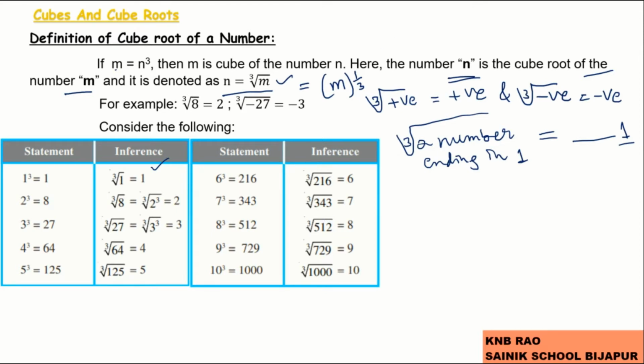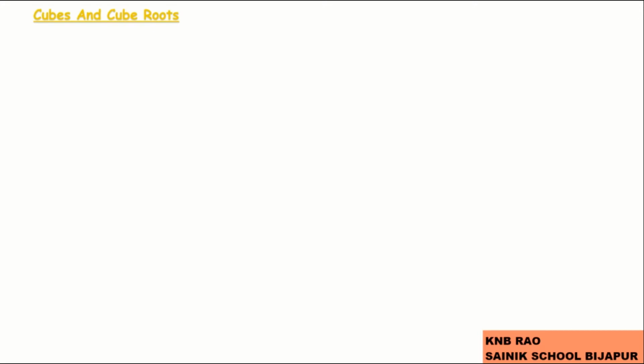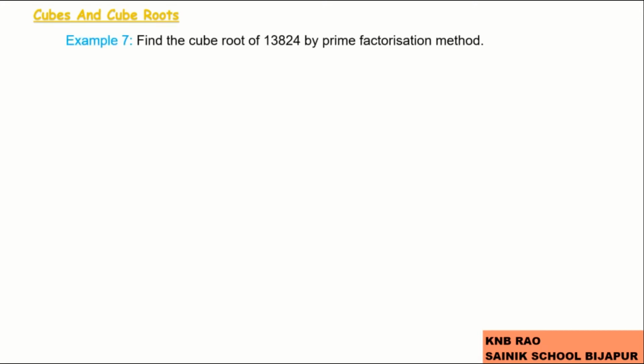Then coming to the homework we got yesterday. I gave you example number 7 as homework: find the cube root of 13,824 by the prime factorization method. So first go for the prime factorization of 13,824. Since it is ending in 4, it is divisible by 2.